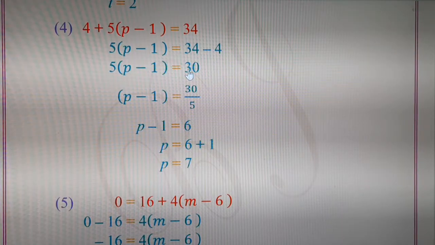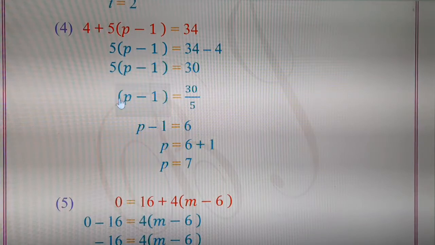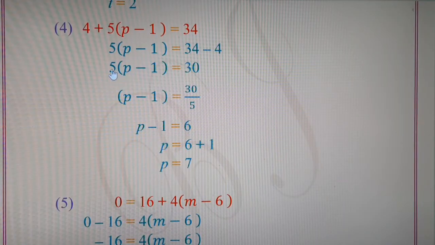And here we will solve this further, where 5 is now transferred from left hand side to the right hand side, and we will keep the bracket p minus 1 alone in the left hand side. So 5 is multiplied with the bracket because there is no symbol between 5 and the bracket. Hence we will assume there is the multiplication sign.